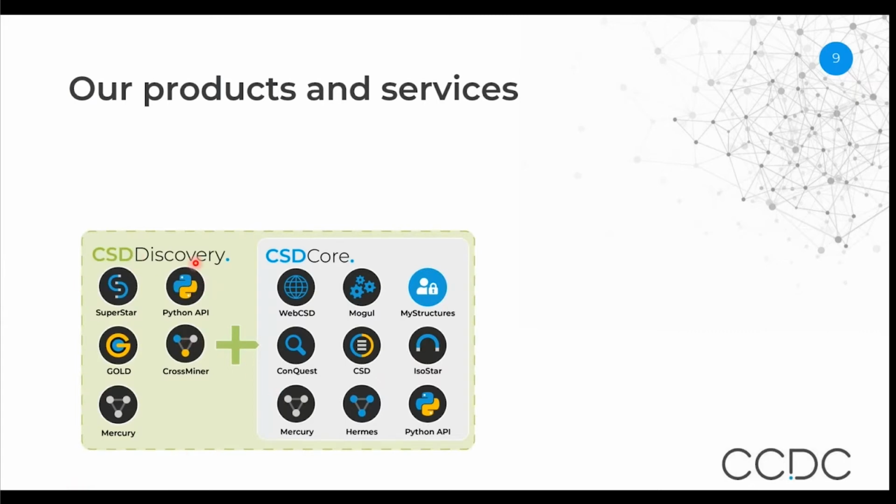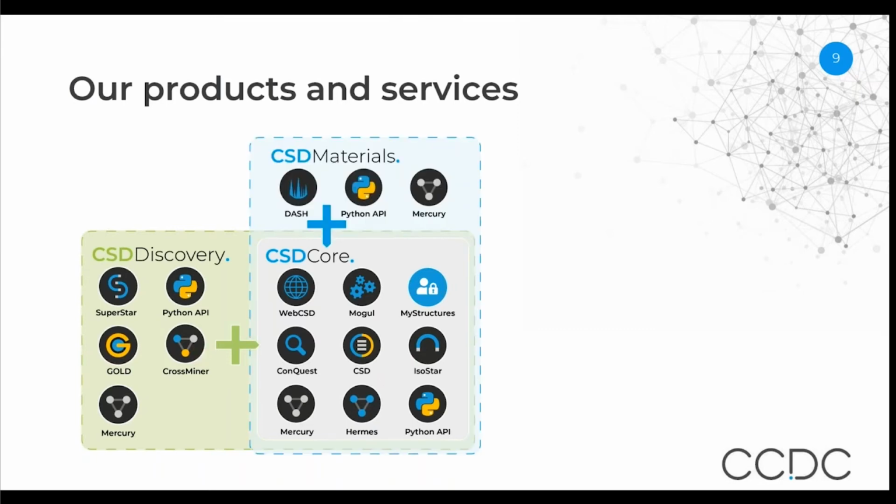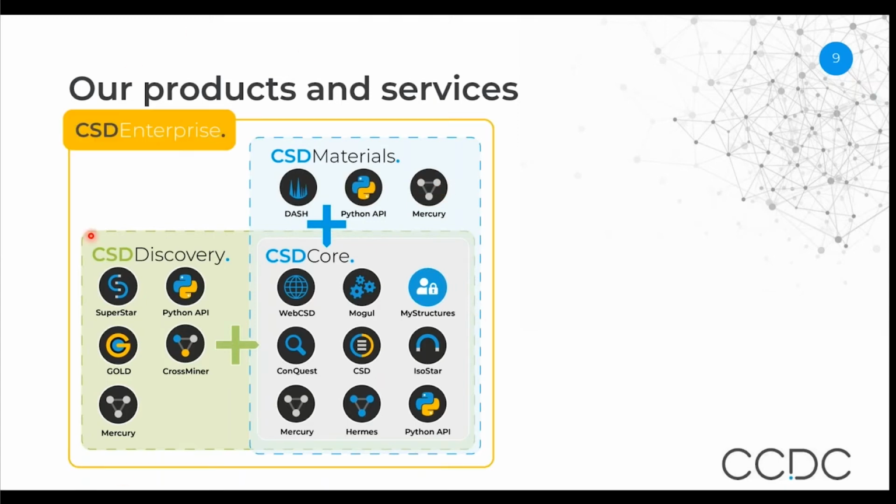And then we have CSD Discovery, where some of the main tools added on top of CSD Core are GOLD, which is our ligand docking software, and CrossMiner, which is our pharmacophore-based searching tool. Next up, we have CSD Materials, and this includes DASH and more functionality for the API in Mercury. So all of this is CSD Enterprise, and all of this is available to you with your license.